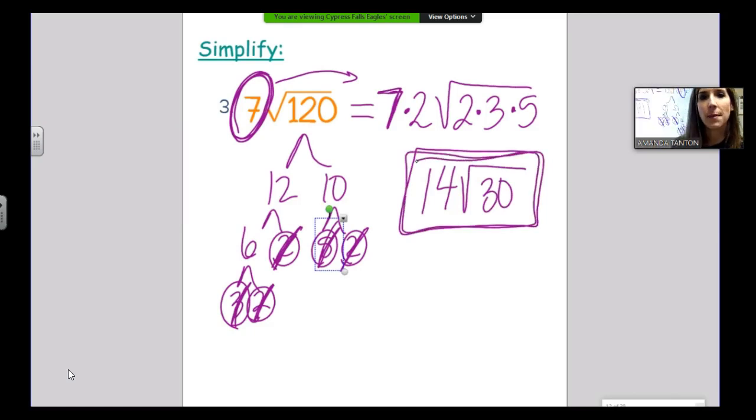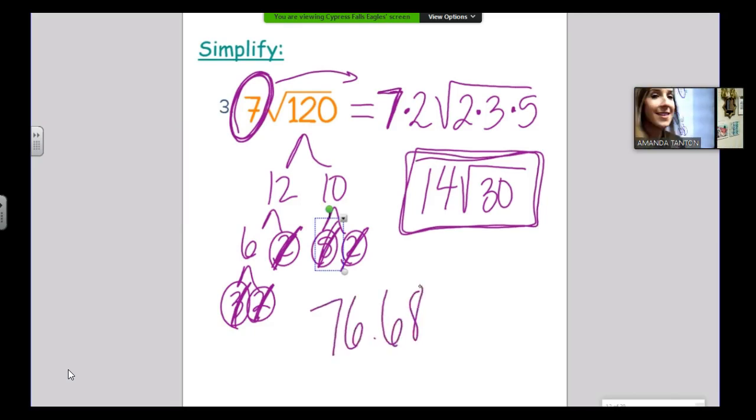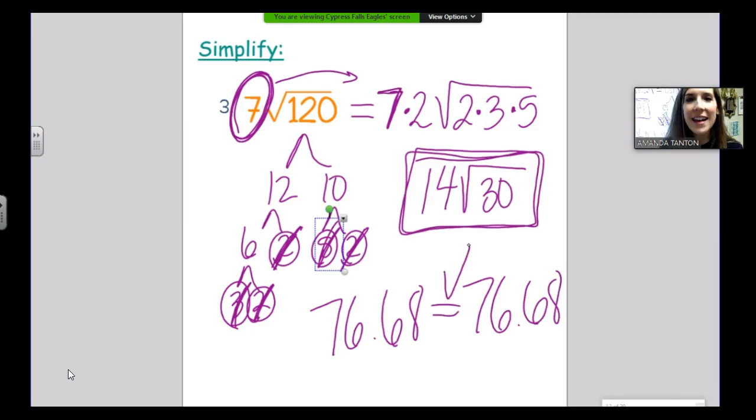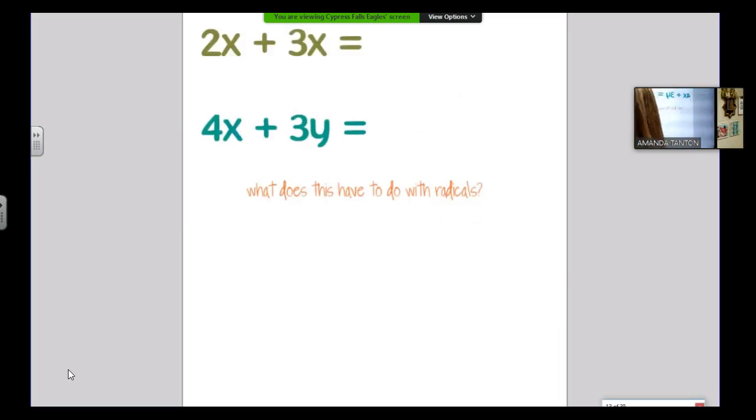How can you check to make sure you did this correctly in your calculator? How can you check? So put the original problem in. Yeah, put 7 root 120 in. 7 root 120 is 76.68. Then put your answer in. 14 root 30. 14 root 30 is 76.68. If these match, you just graded your own quiz. You know with certainty whether it's right or wrong. You don't have to wonder if you did it right. Okay, we're going to move on to adding and subtracting.